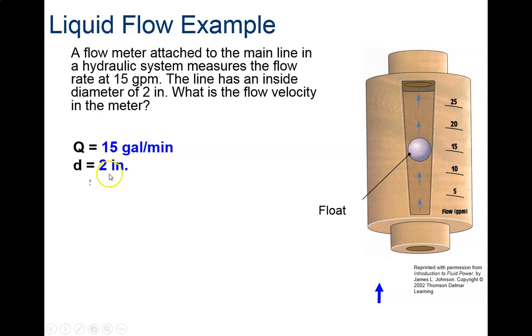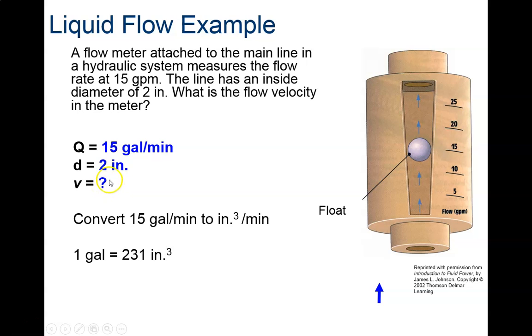We've got our diameter, which we want to convert to area, and we're looking for the flow velocity. So the first thing we do is convert gallons per minute into inches cubed per minute. Next to this equation, write that 1 gallon equals 231 cubic inches. Take a second and do that, so you've got that handy where you would be using it.